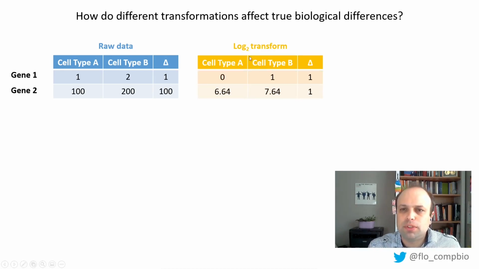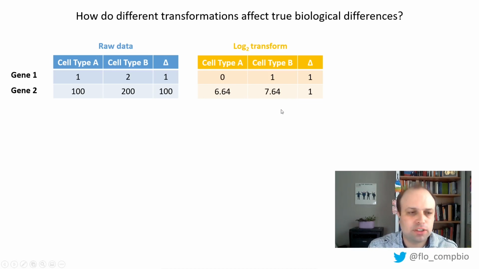So what happens if we did a log2 transform to these data? We imagine we're just taking the log2 of these values. So now we have 0, 1 for gene 1, and 6.64 and 7.64 for gene 2. Now the differences are the same. So after a log transform, equal fold changes become equal differences, right? The log changes things from a factor to a constant, basically.